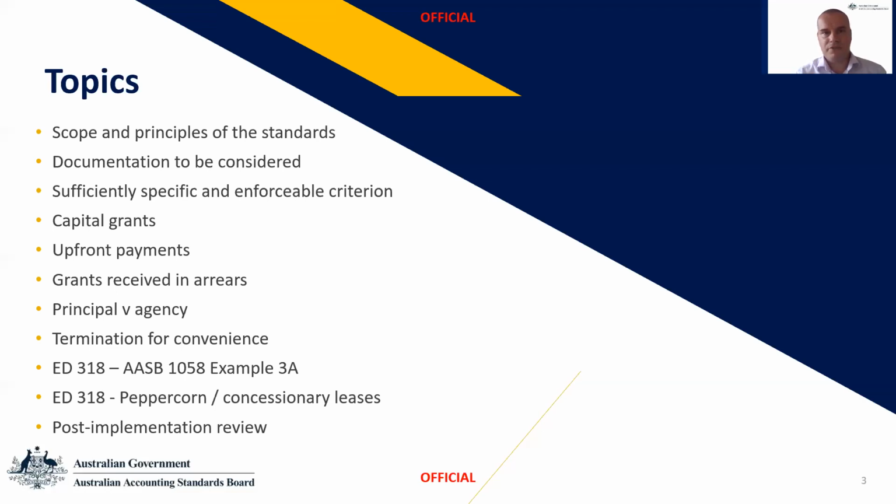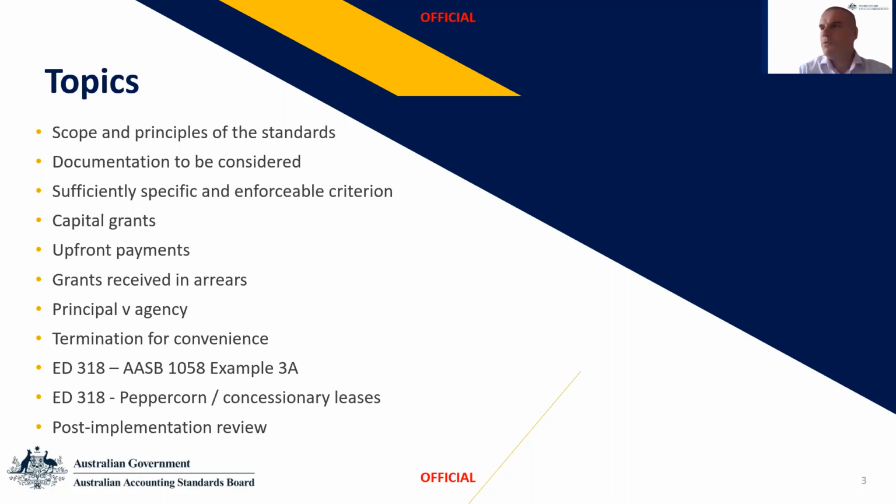Not surprisingly, considerations related to identification of the sufficiently specific performance obligation. We'll talk about principal versus agent considerations and specific types of transactions, for example, upfront fees, capital grants, and grants in arrears, to name a few. We'll try to highlight the practical application considerations. Also, we'll talk about illustrative examples that are already available to help with implementation in the standards.